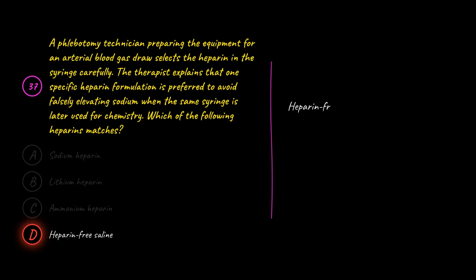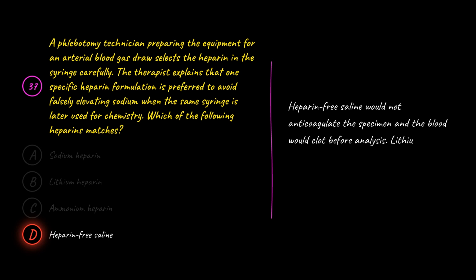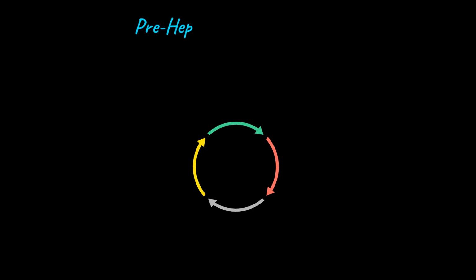D is wrong because heparin-free saline would not anticoagulate the specimen and the blood would clot before analysis. Lithium heparin is the standard since the syringe must be coated with anticoagulant before draw. When arterial blood is drawn for blood gas analysis, the choice of anticoagulant matters far beyond simply preventing clotting. The additive's chemical identity can silently falsify downstream chemistry results, which is why the standard calls for lithium heparin specifically.